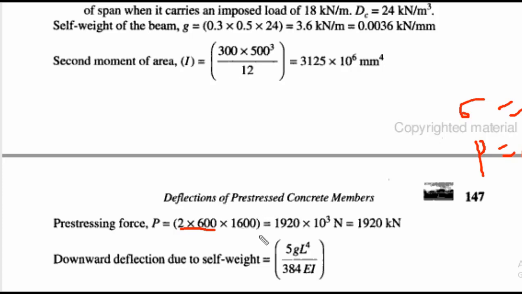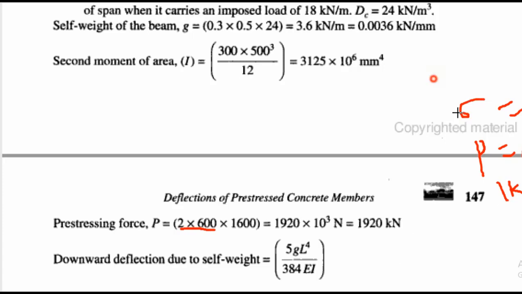By substituting all these values, we get the pre-stressing force developed in the sectional member as 1920 × 10^3 newtons, where 1 kilonewton equals 10^3 newtons, that is 1000 newtons. By substituting these values, we get the pre-stressing force equal to 1920 kilonewtons.